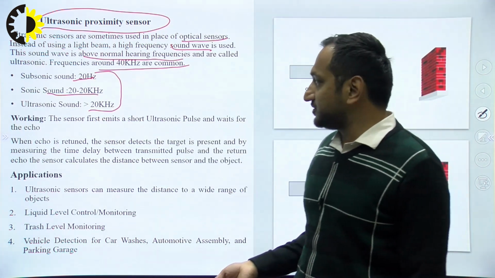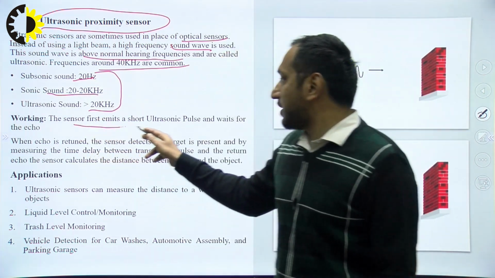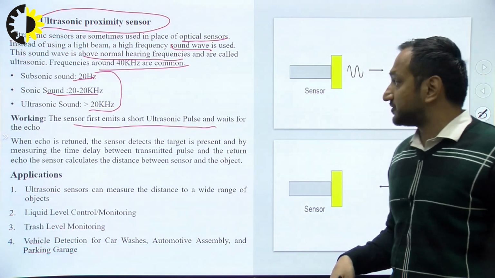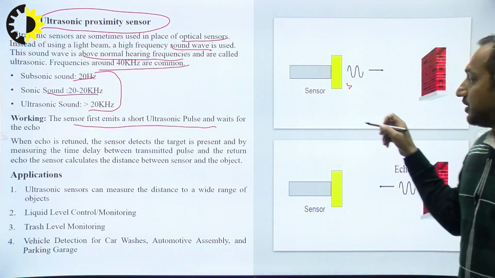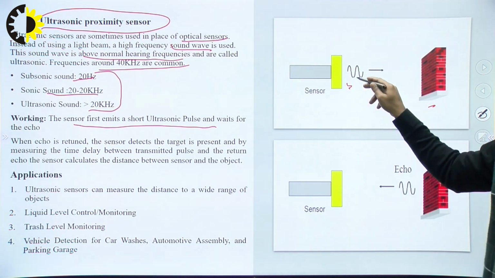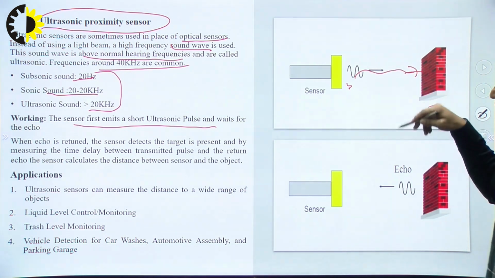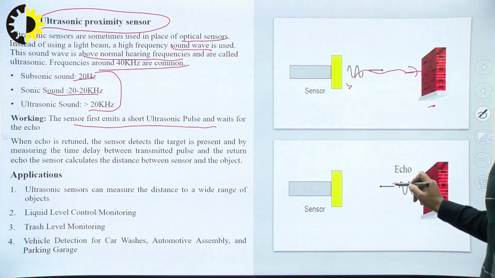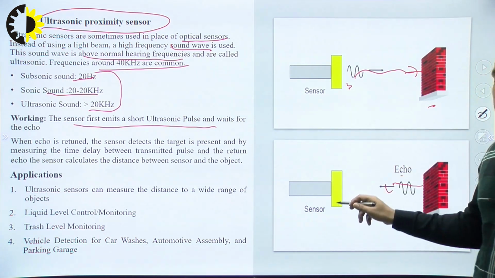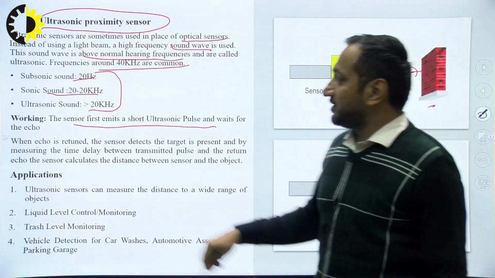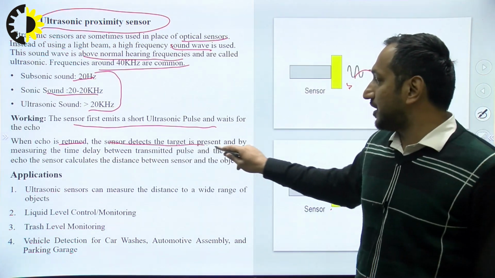Now let us understand how it works. The sensor first emits a short ultrasonic pulse. Suppose this is a sensor and this is a wall. This sensor emits a short ultrasonic pulse which strikes this wall, and it creates an echo. Now this echo is heard back by the sensor. So when the echo is returned, the sensor detects that the target is present.